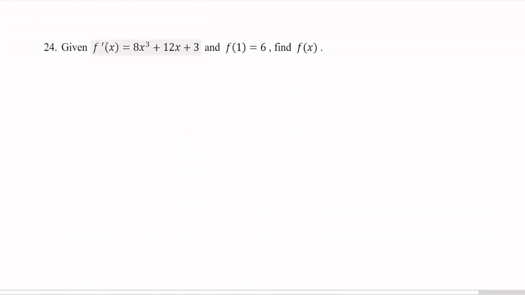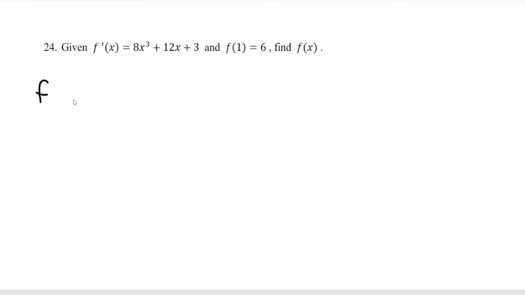Given f prime is equal to this, and we know a specific value of the antiderivative: at 1, it's equal to 6. Find f of x. So here is a special one where for a second we're just going to ignore this piece. I'll show you where that comes in in a second. But again, what are we looking for?